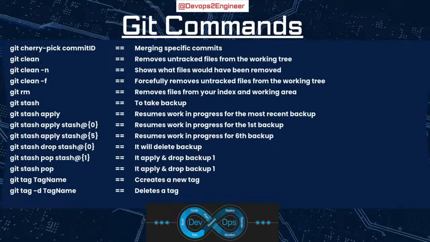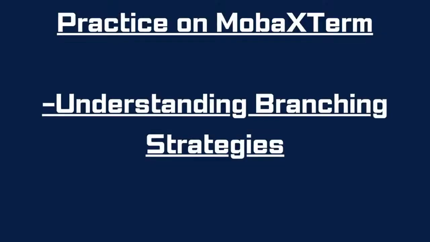Git stash drop stash@{0} will delete a backup. Git stash pop stash@{1} will apply and drop backup 1. Git stash pop will apply and drop the most recent backup. And git tag tag name creates a new tag. Git tag -d tag name deletes a tag.